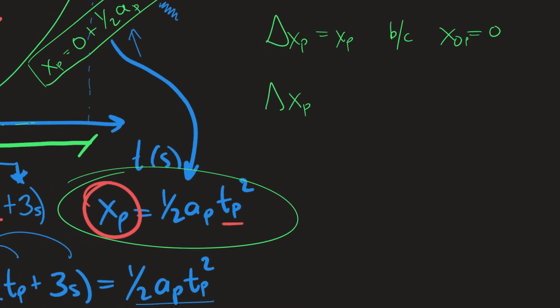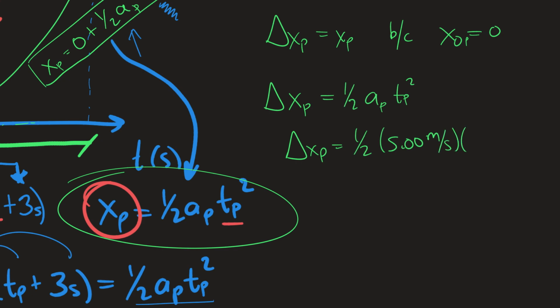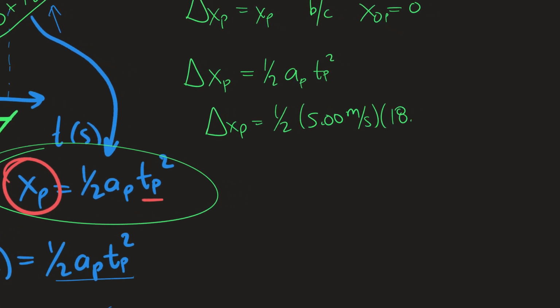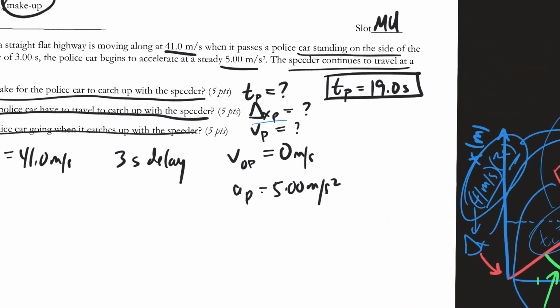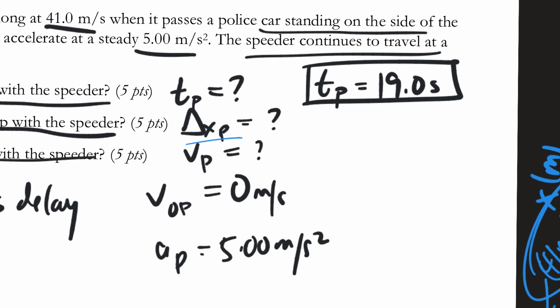So delta XP equals 1/2 AP times TP squared. So delta XP equals 1/2 times 5.00 meters per second squared times TP squared. Well, the time for the patrol car was 18.991 seconds, and we'll square that. So delta XP equals, I'm getting 901.65 meters. So delta XP with the correct sig figs is 902 meters, or 0.902 kilometers. I don't think it had any requirements that we do this in meters or anything weird like that. So we're going to say delta XP is 902 meters. So a little less than a kilometer, he catches his prey.